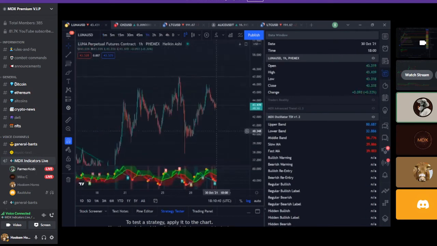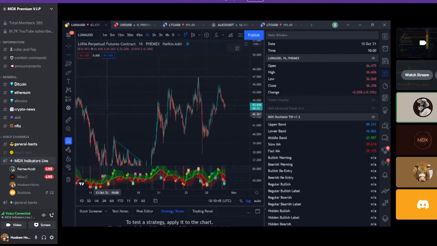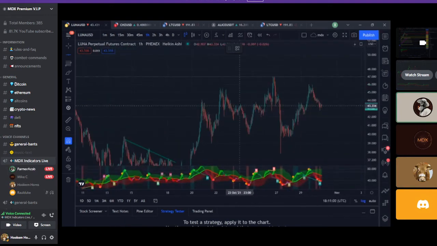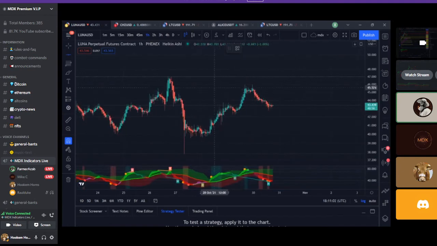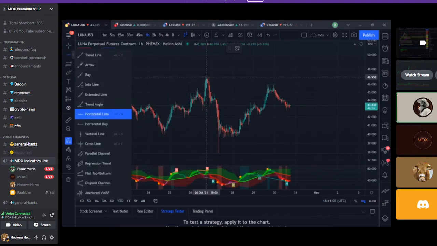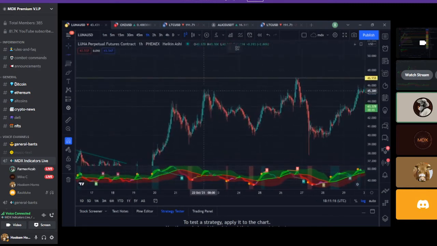Okay, so horizontal lines. Let me get my horizontals out. Horizontal line, make sure you have magnet on. So the magnet's gonna suck it in. See how it's just hovering and then boop, sucks it right to it. So it's gonna make sure you get your levels correct. Okay, so I'm basically going and tagging highs, right? So I'll put a horizontal line here. Here's a high price. I'll just do the highs first, and then I'll explain how I get other levels.